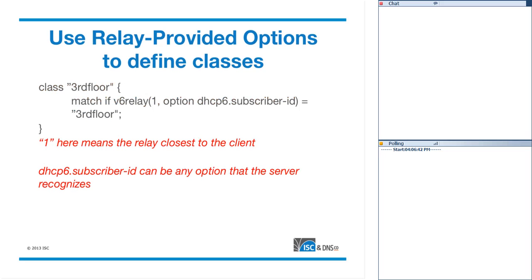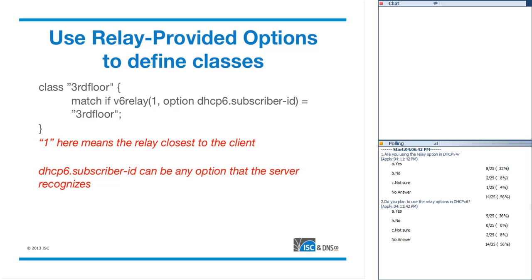So this is a standard class. We've also added that for V6, and we'll talk about that more later on. But in this particular case, it's just like a V4 class would be. You have the class name. You have the match to describe why this particular client should be in this class. In this case, we're just using a simple subscriber ID as an example. So if the subscriber ID were to equal third floor, it would be part of this class.